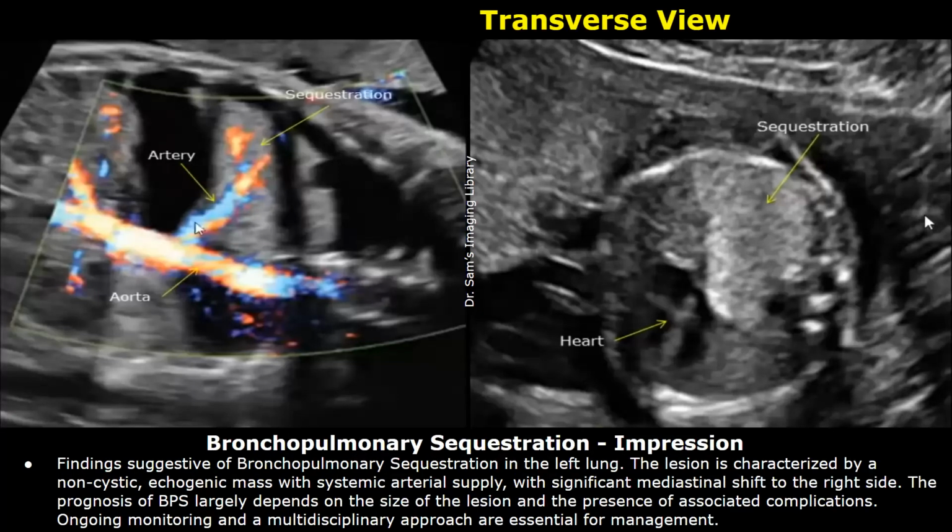This is the impression. Findings suggestive of bronchopulmonary sequestration in the left lung. The lesion is characterized by a non-cystic echogenic mass with systemic arterial supply, with significant mediastinal shift to the right side. The prognosis of BPS largely depends on the size of the lesion and the presence of associated complications. Ongoing monitoring and a multidisciplinary approach are essential for management.